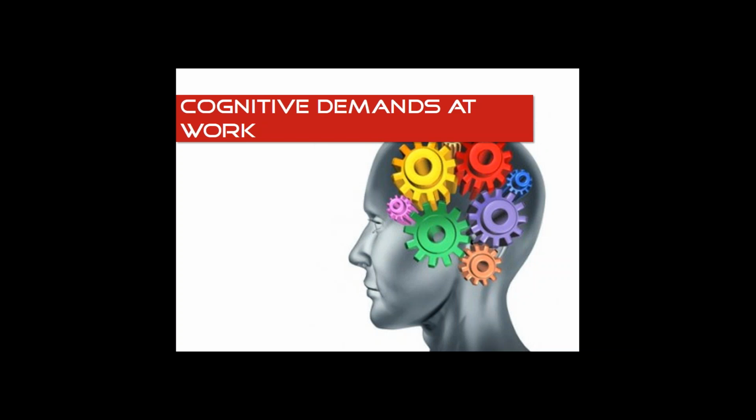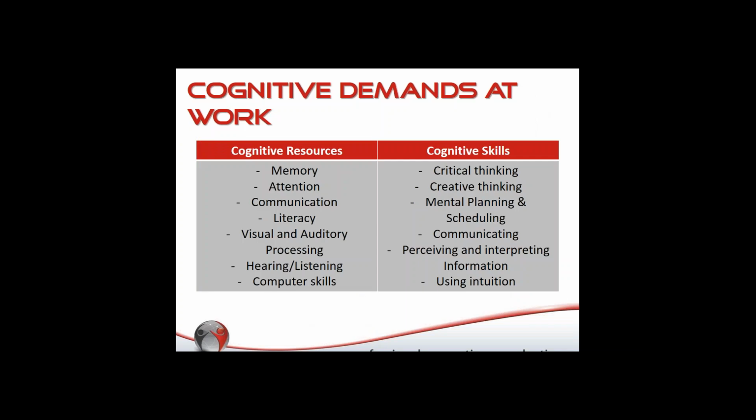So we're talking about cognitive demands at work. We're going to start to talk about some of those objectivity elements here in a moment. So cognitive demands at the workplace, we're going to divide these into 2 categories, cognitive resources and cognitive skills. The reason we split them up into 2 categories is that ultimately we need cognitive resources in order to be able to execute the cognitive skills.